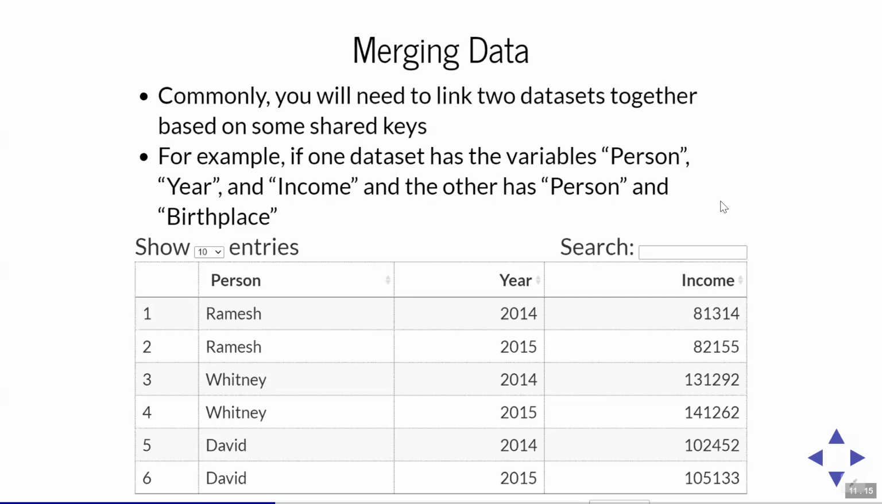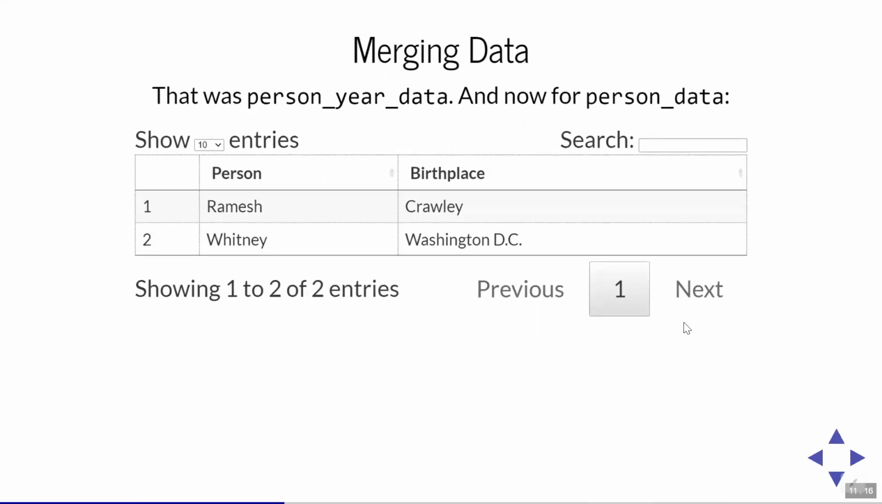So here's an example. Let's say we have two data sets here. One has the variables person, year, and income, and the other one has person and birthplace, sort of like I alluded to before. So here we have person: we have Ramesh, we have Whitney, and we have David in 2 different years, 2014 and 2015. These are our key variables, these are identifying variables. And this shows me the income that that person made in that year. Then we have this other data set, which has the birthplace of that person. So we have one column for person, one column for birthplace. Obviously, this does not vary by year, so we only need 1 row per person rather than 1 row per year.